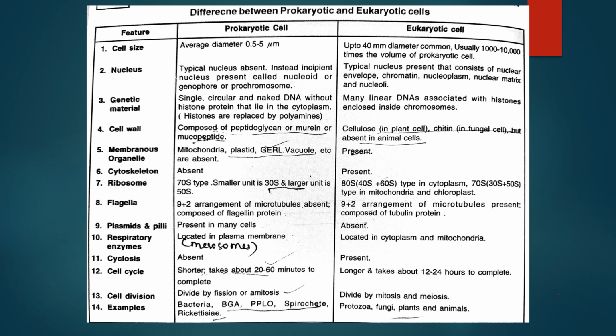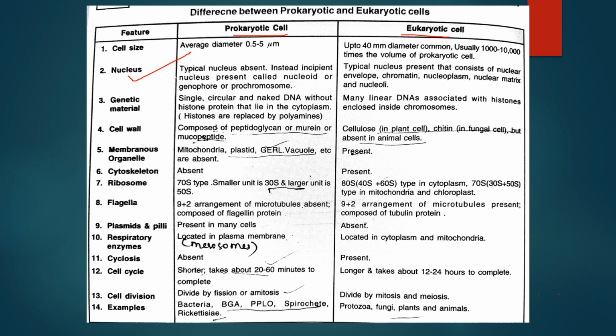So there are two types of cell. One is prokaryotic cell, one is eukaryotic cell. Both have differences between them. The two most striking differences between these two cells are, the prokaryotes have an incipient nucleus. They lack the true nucleus because the nuclear membrane is totally absent in case of prokaryotic cell. But in case of eukaryotic cell, they have a true nucleus.